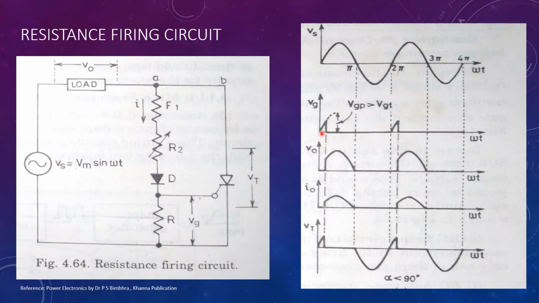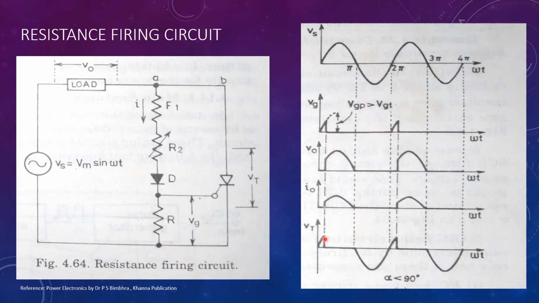It is observed over here that between omega t equal to 0 to omega t equal to alpha, the value of Vg is less than Vgt. Since the value of Vg is less than Vgt, the gate trigger voltage, the SCR acts like an open circuit and blocks the source voltage between omega t equal to 0 to omega t equal to alpha. At omega t equal to alpha, the gate voltage equals the gate trigger voltage and the SCR turns on.